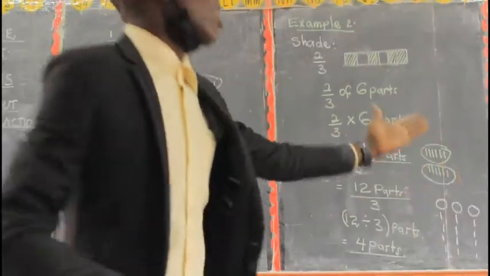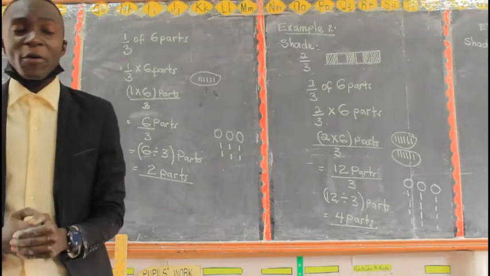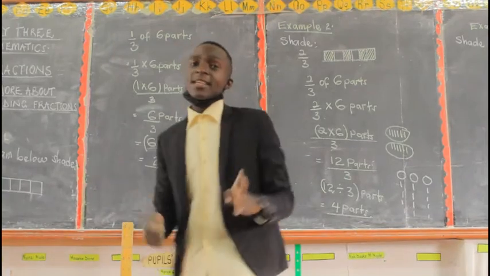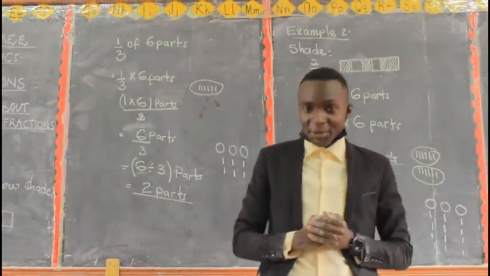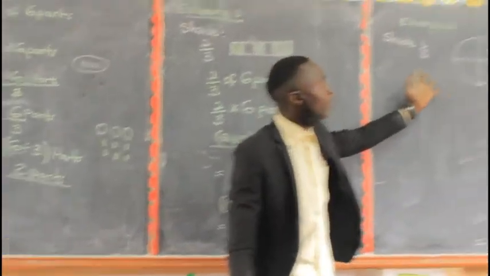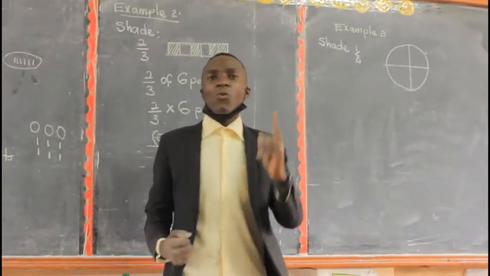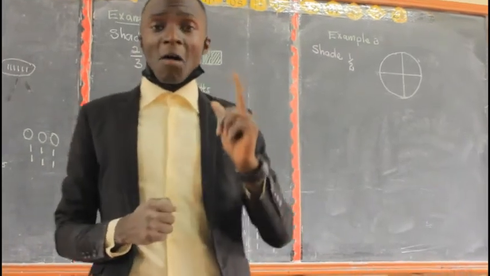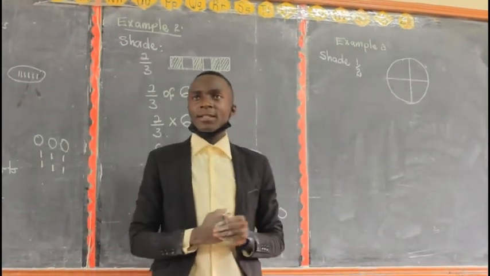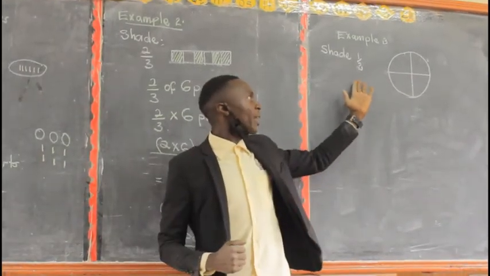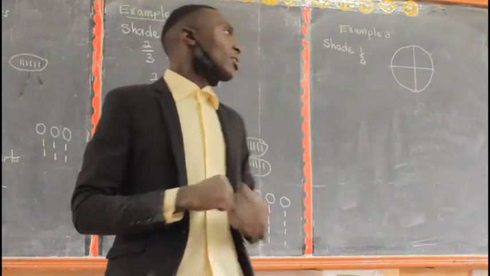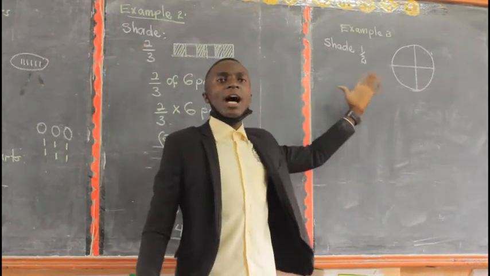Let us look at our last example, and it is going to be our trial number. We are going to do it as you also participate in this lesson. The question is saying that in the diagram below, we are going to shade 1 out of 2. Remember, in our first and second lesson, we looked at naming fractions, and we saw that we can name this fraction as a half or 1/2. So here, the question is saying that we are going to shade a half.